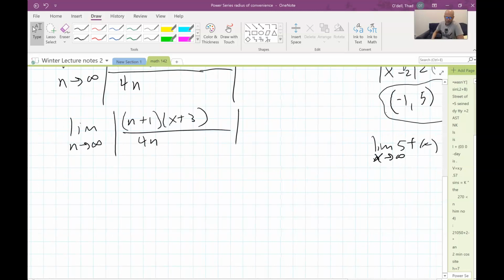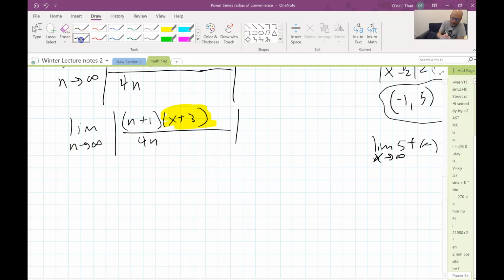Now, what's the scalar multiple? Well, of course 4 is, but that's not what I'm talking about. Actually, what I'm talking about is this part right here. I know it doesn't look like a scalar multiple, but remember, my limit is in terms of n. So I'm letting n approach infinity. That means that x plus 3 is stuck. It's not going to move. So that means I can move it in or outside of the limit.